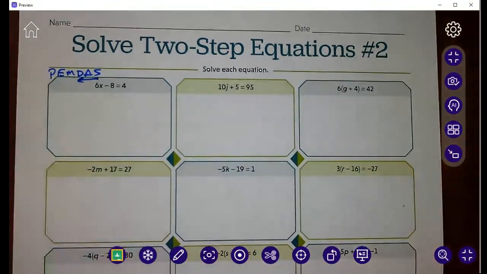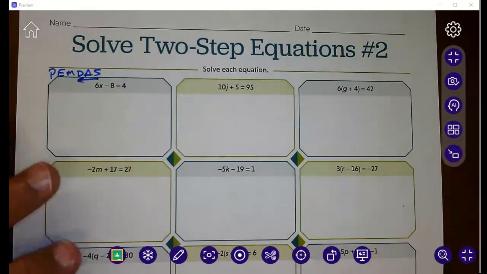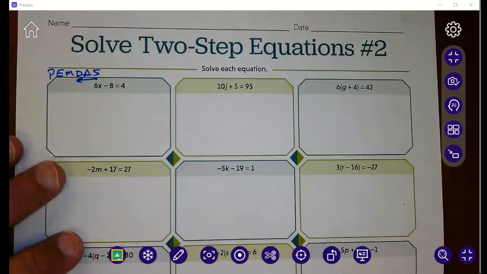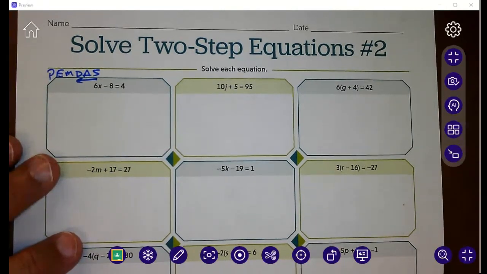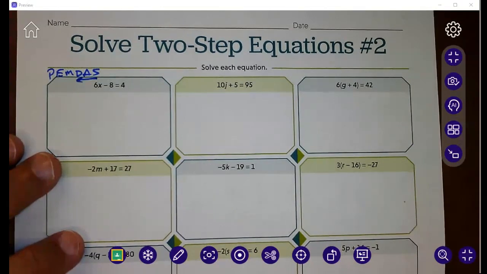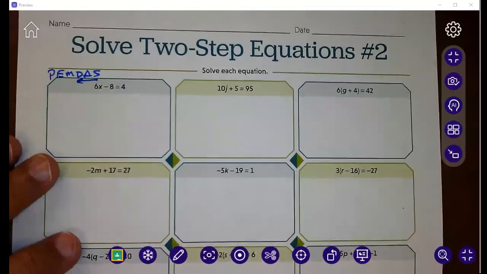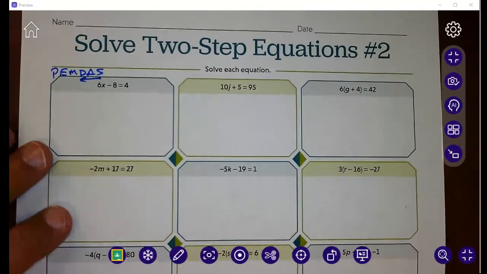What do I need to do? Y'all tell me in chat. What's my first step? What am I going to do to both sides? Am I going to multiply by something? Am I going to divide by something? Am I going to subtract something? Am I going to add something? What am I going to do?